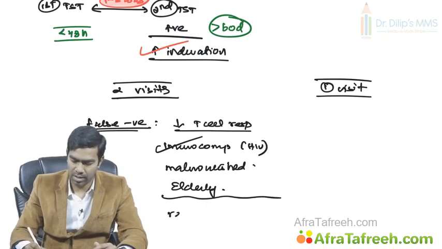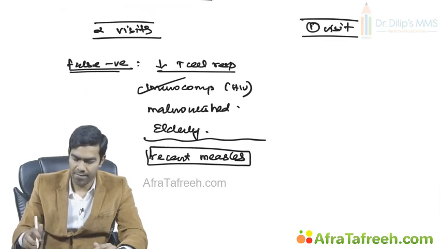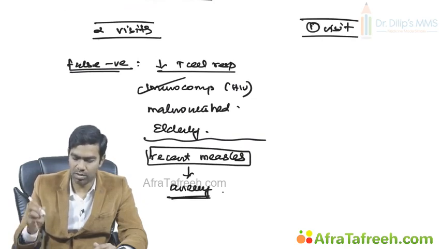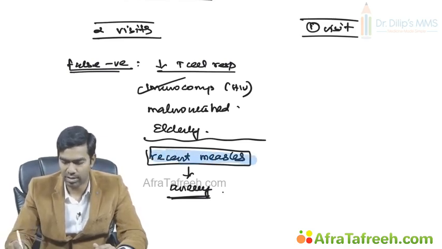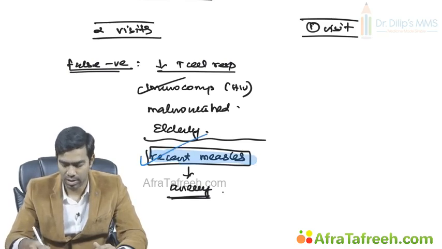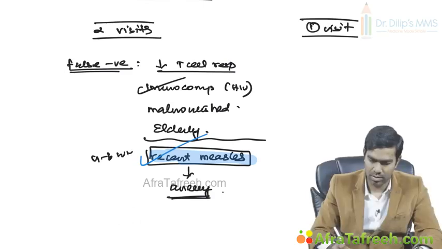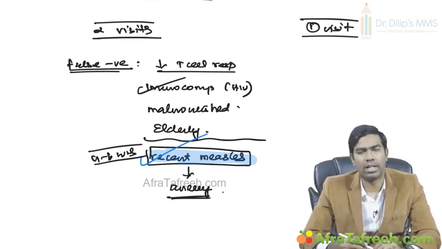At the same time, recent measles. This is a multiple times asked question. If the patient has a recent measles infection, this recent measles will induce anergy, and this can produce a falsely negative test. If they ask you how long you should delay the TST, how long you should delay the Mantoux test, if you have got a recent measles, it should be delayed by at least 4 to 6 weeks. Clear? You should delay the test by at least 4 to 6 weeks if the patient has got a recent measles.